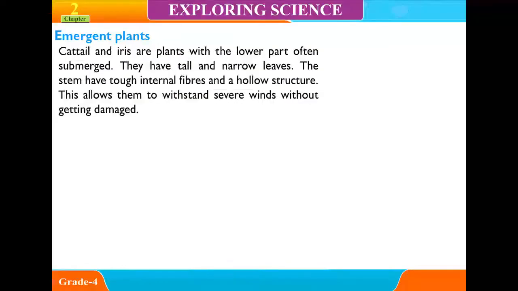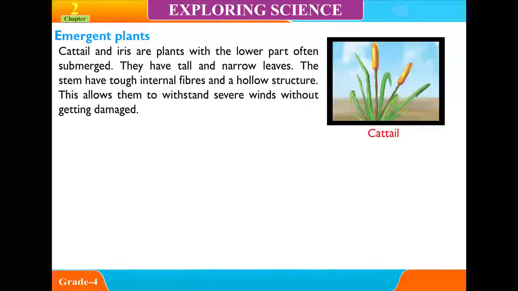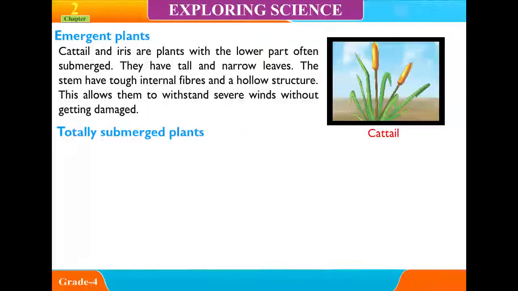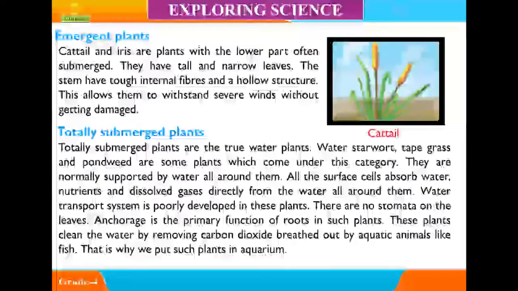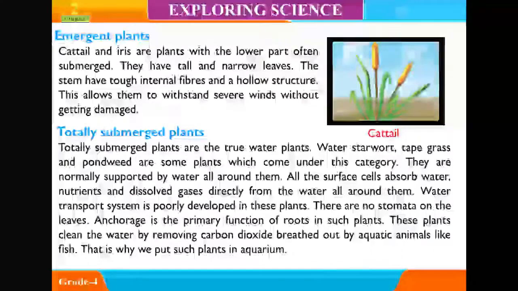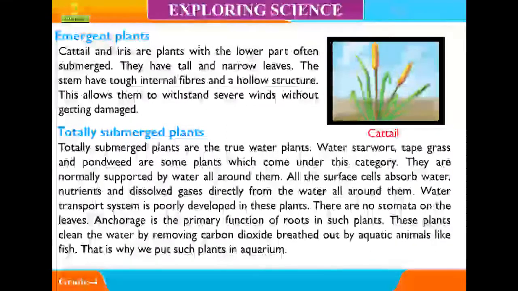Water lily. Emergent plants. Cattail and iris are plants with lower part often submerged. They have tall and narrow leaves. The stems have tough internal fibers and a hollow structure. This allows them to withstand severe winds without getting damaged. Cattail. Totally submerged plants. Totally submerged plants are the true water plants. Water starwort, tape grass, and pondweed are some plants which come under this category.